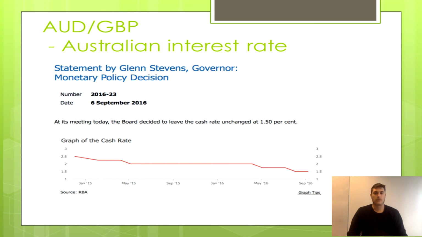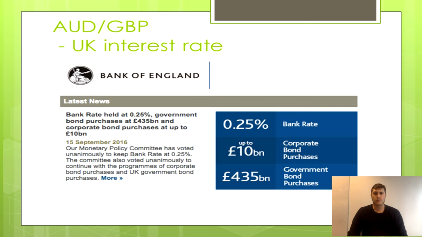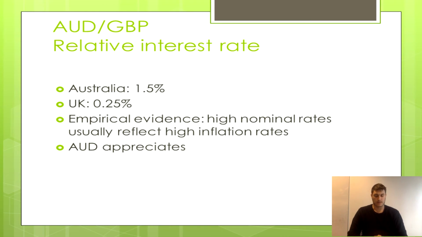The interest rate in Australia is set to 1.5% by the Reserve Bank of Australia, while the UK interest rate is set to 0.25% by the Bank of England. The traditional view is that compared to the UK, Australia has a higher interest rate. An increase in interest rates would encourage capital inflow, increasing demand for AUD, as well as discourage capital outflow, decreasing the supply of AUD, henceforth causing the AUD to appreciate compared to the British pound.